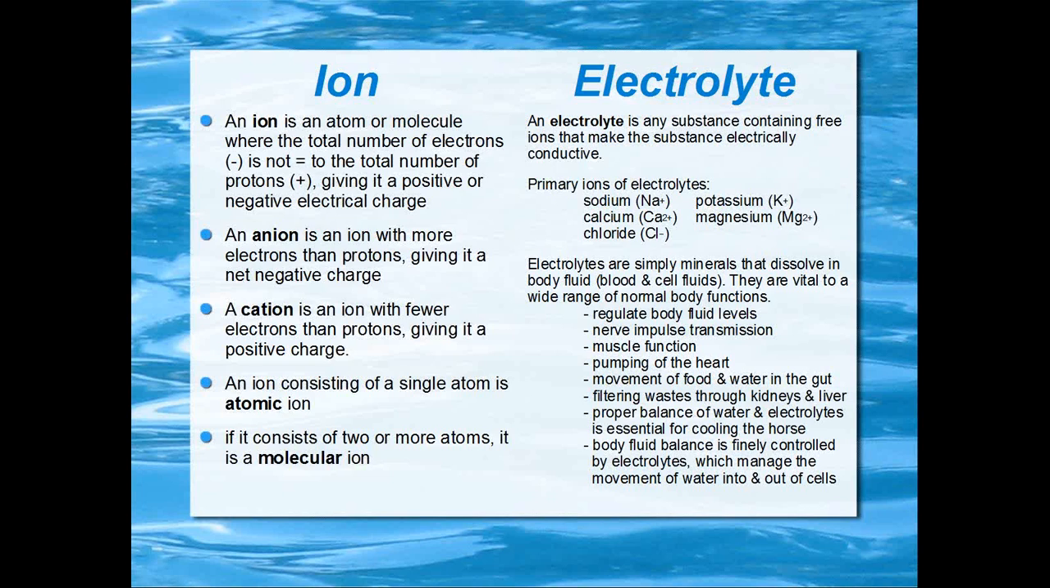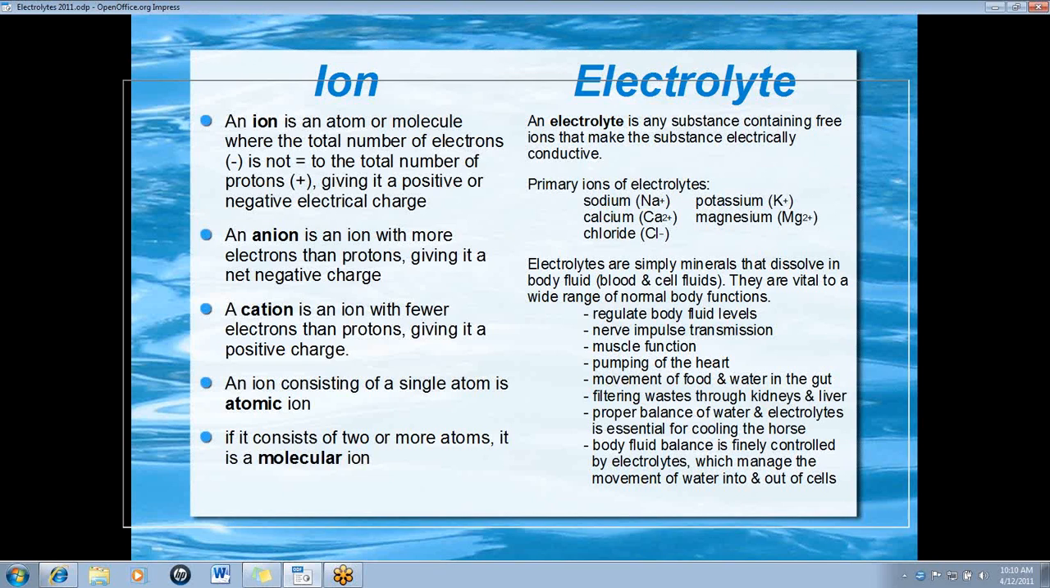A cation is an ion with fewer electrons than protons, so less negative charges and more positive charges, therefore giving it a positive charge. So those are kind of the tools that make electrolytes work, and to create that electrical conductivity that helps the cells move nutrients in and out.